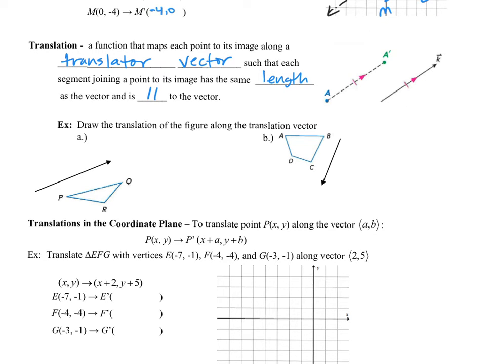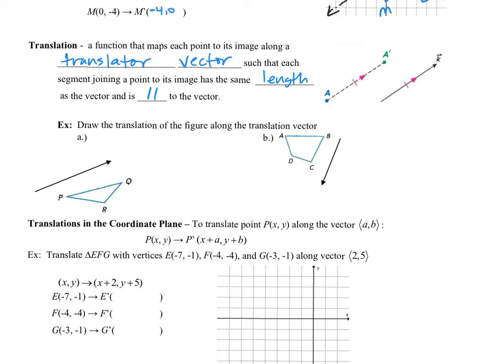So what we do is we take A and we move it the same distance as K is, the same length as translation vector K, and also parallel to that vector. All right, so if A were here, we would slide it here. So the translation vector determines the distance and the direction that each point is translated. Okay, so let's take a look at an example. We're going to draw a translation of the figure along the translation vector. So P, Q, and R are going to be determined by this vector.